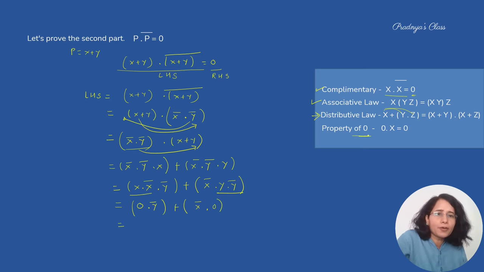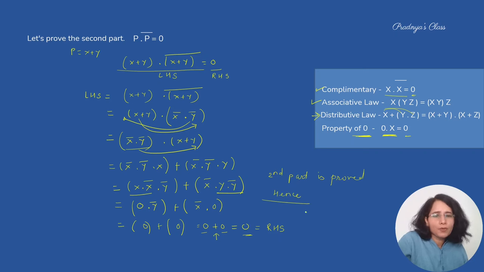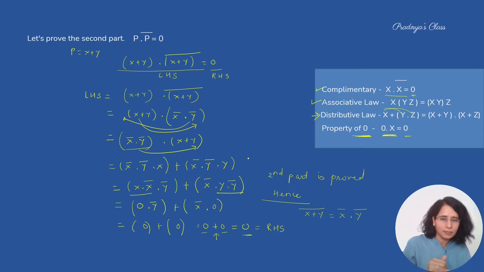Now, according to the property of 0, 0 dot x will be 0. So any variable dot 0 will be 0. So 0 into y bar will be 0, plus x bar into 0 will be 0. So 0 plus 0 will be 0. You know, if both the inputs are 0, we will get the answer 0. So in this way, we got the right hand side. We proved the second part also. And hence, we proved De Morgan's first theorem, which was (x plus y) whole bar equals x bar dot y bar. The proof of De Morgan's law is very easy. You need to keep in mind only 2 to 3 properties of Boolean algebra.